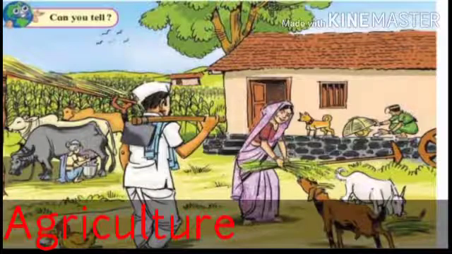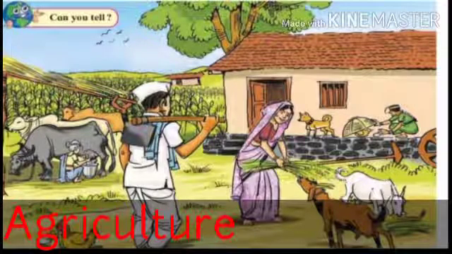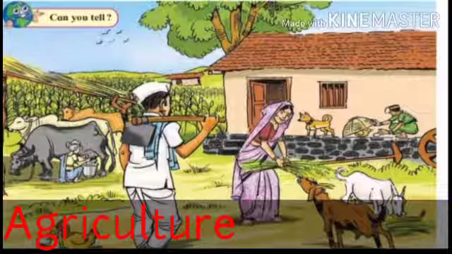Children, please observe this picture. What can we see in the picture? We see a standing crop, a plowshare, etc. From this, it becomes obvious that this is a farmer's house.